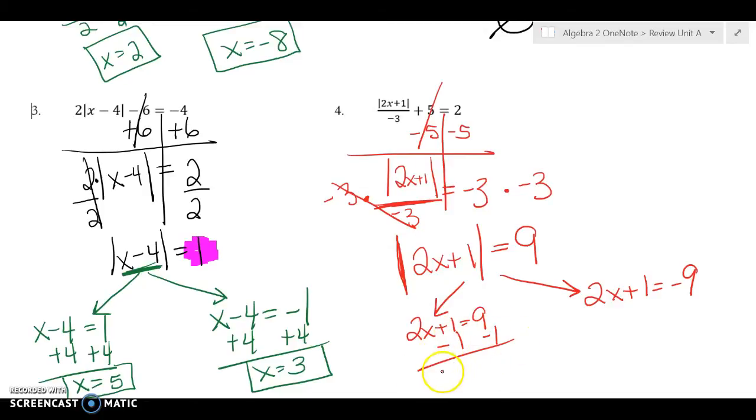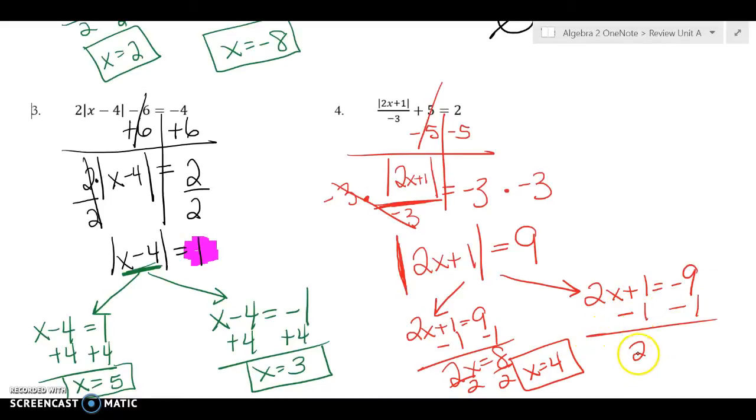Minus 1, and so I get 2x is 8. And if I divide by 2, I get x is 4, so there's the first answer. And over here, I'm going to minus 1, and I get negative 10. And I divide by 2, and I get x is negative 5. So I'm going to write that up here. I got a little messy.